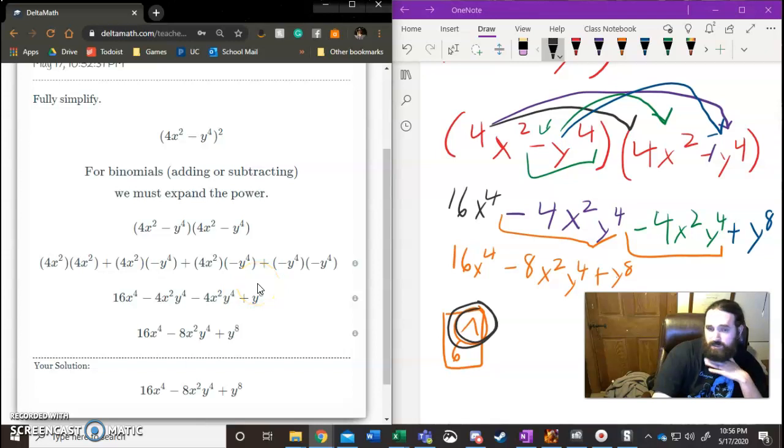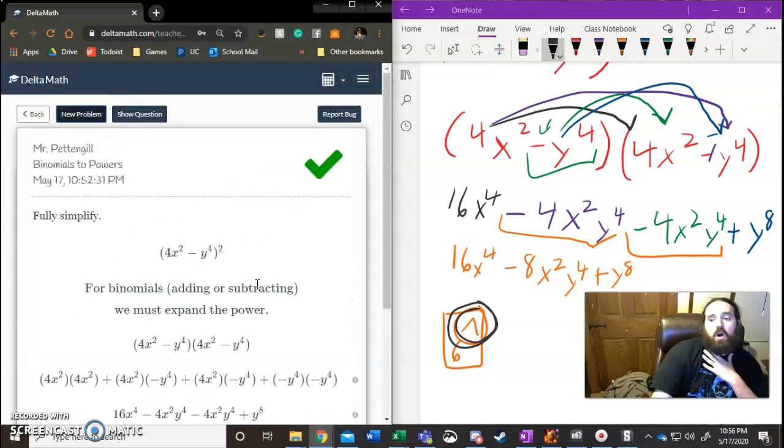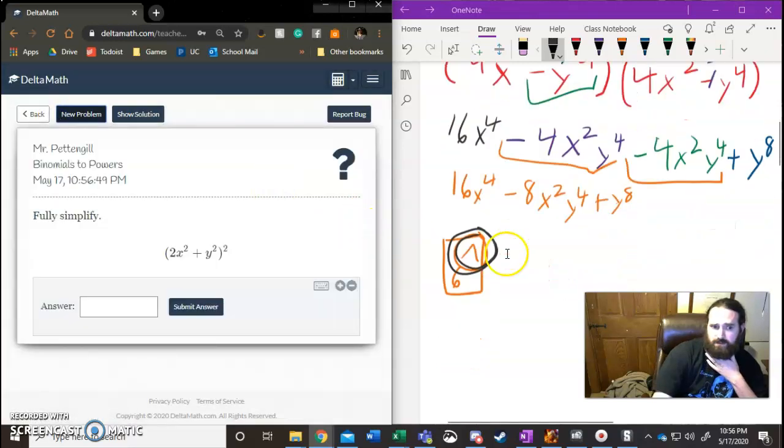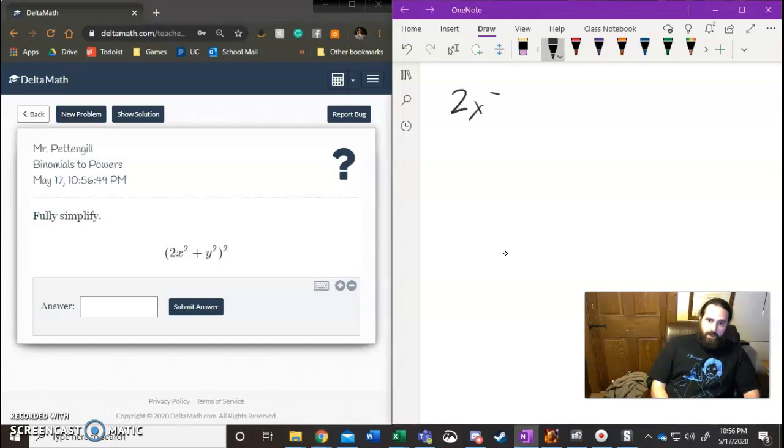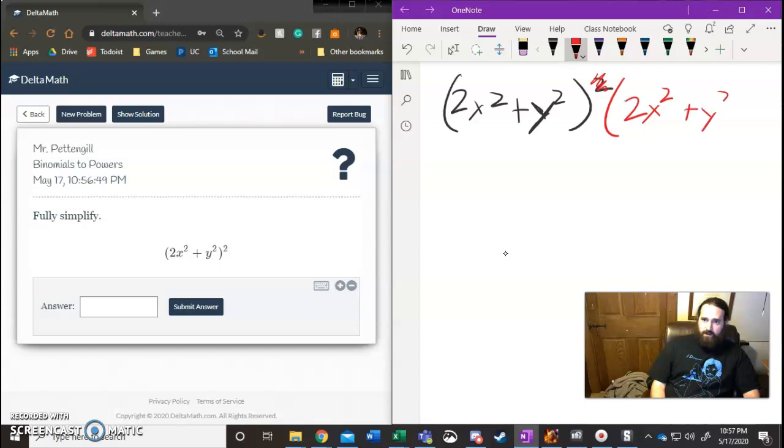It's something we've done several times. Honestly, you guys should just be looking at this and going, oh, that thing. That looked awful, but it's not so bad. And guys, we're going to do this same thing here. So, (2x squared plus y squared), that's a y, not an x, I swear. Exponent of 2. Okay, you could even ignore this exponent and write 2x squared plus y squared, because that's this times itself.